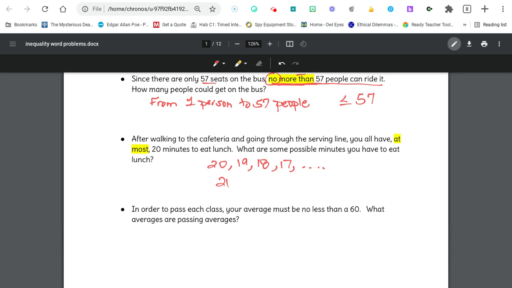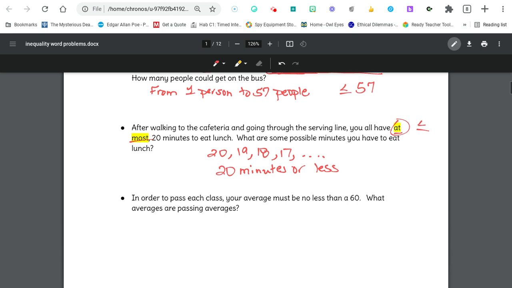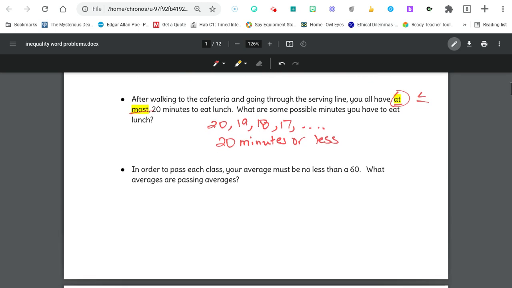So you can have 20 minutes or less. So at most means less than or equal to. It's got the at in front of it. Turns most around. Makes it less.